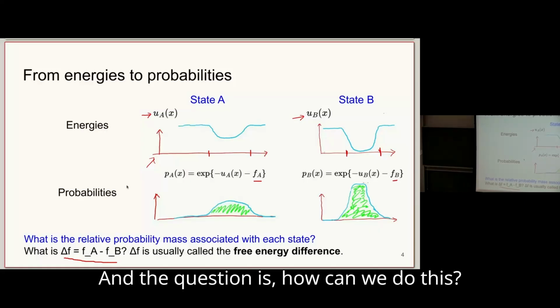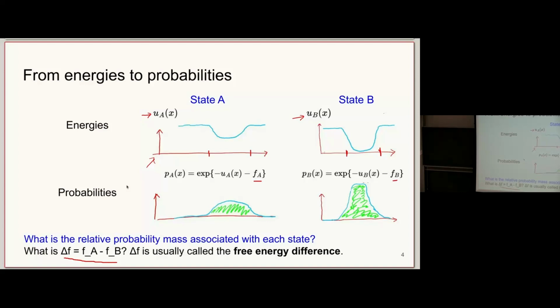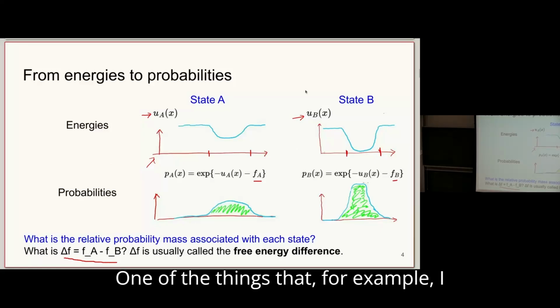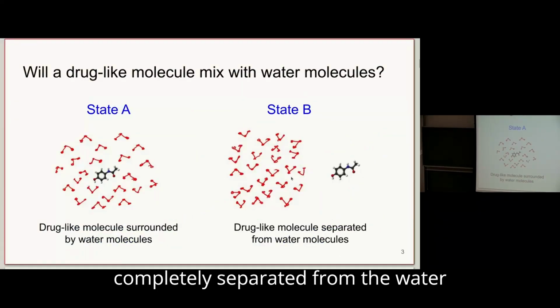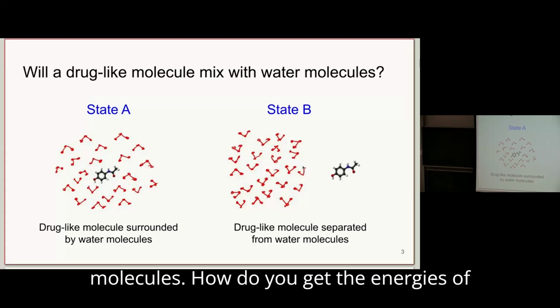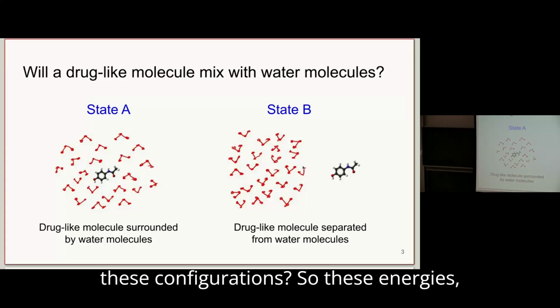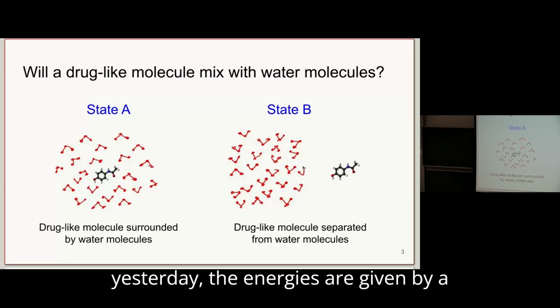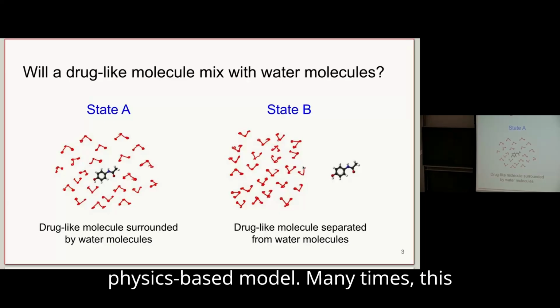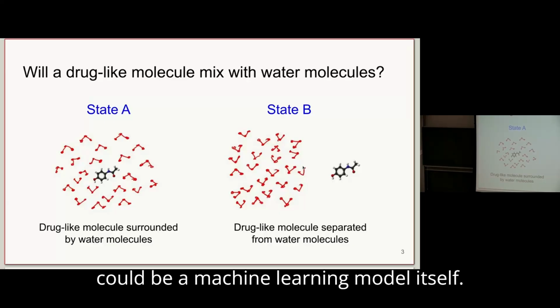And the question is, how can we do this? One of the things that, for example, I mentioned is that there is this state B. You have a state B where the molecule is completely separated from the water molecules. How do you get the energies of these configurations? So these energies, as I mentioned in the first talk yesterday, are given by a physics-based model. Many times this could be a machine learning model itself.